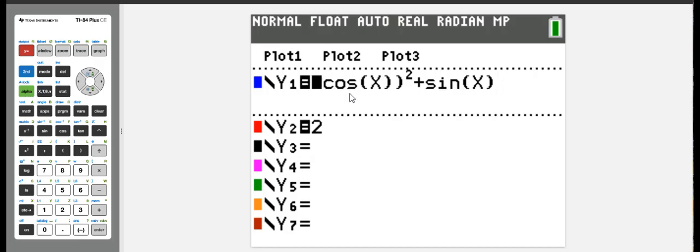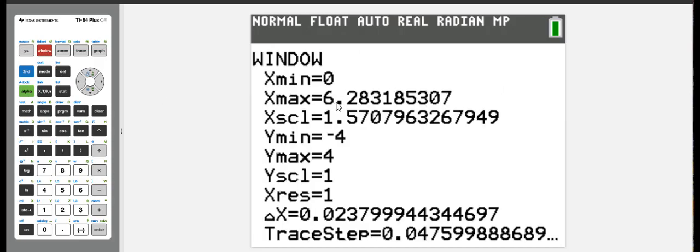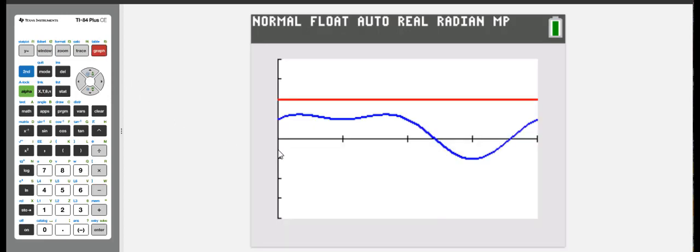You first want to graph quantity cosine x squared plus sine x, and then for your y2, graph 2. If there's a solution, there's going to be intersection points. If not, then there's no real solutions. So make sure when you graph this, your x min is 0, and your x max is 2 pi, because we have a restriction. So let's see what happens when you graph this. Notice, there's no intersection points. That's why we have no real solutions.